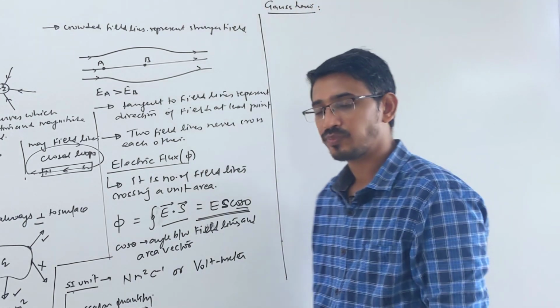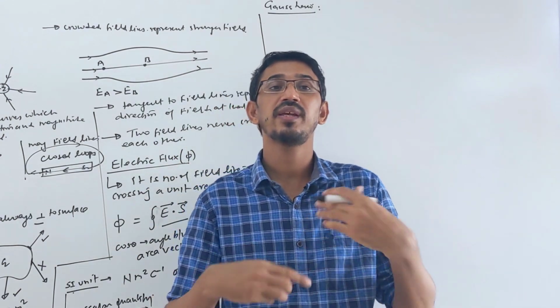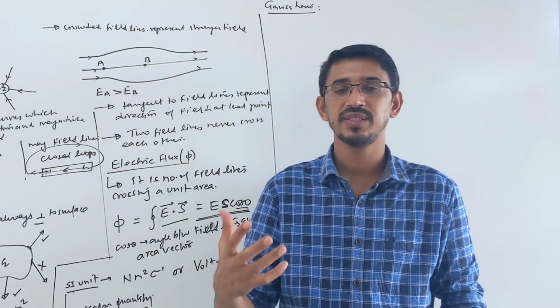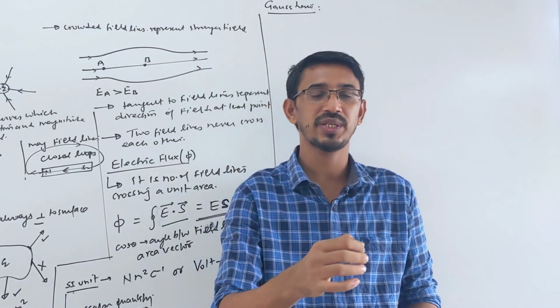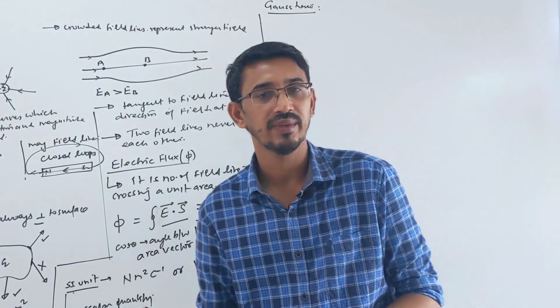What Gauss law says: you have a closed surface and it contains some charge, then the net flux coming out from that surface is simply equal to some constant, that's called 1 by epsilon naught, times how much charge that surface has.